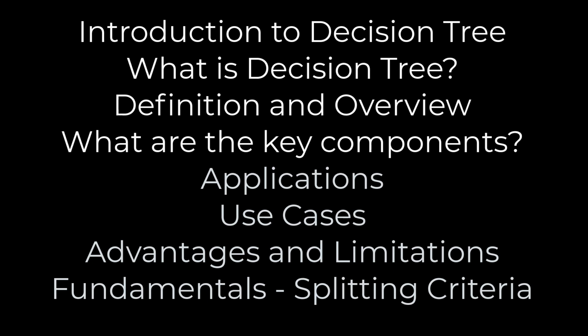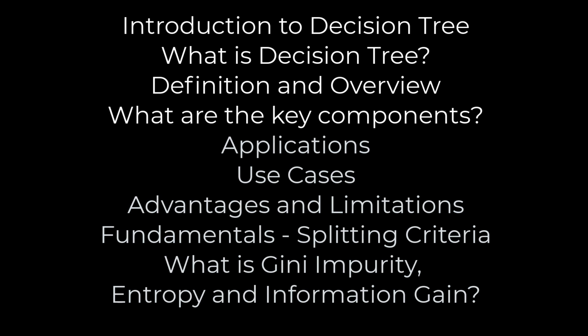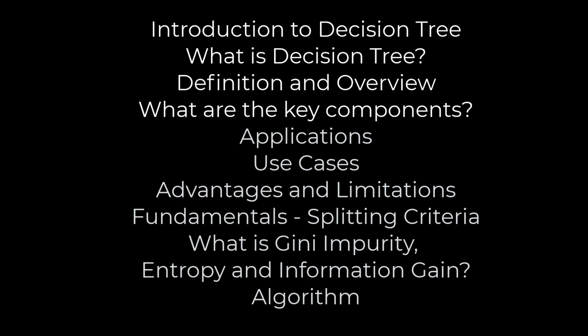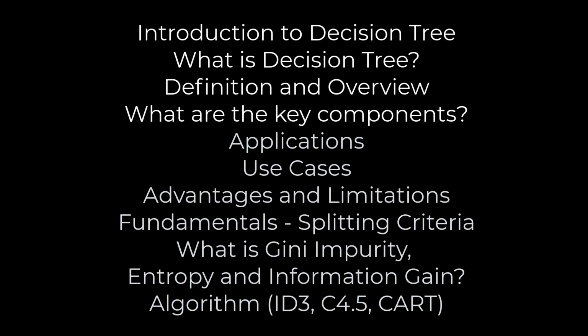What are the splitting criteria? What is Gini impurity? What is entropy and information gain? And then we are going to look into some popular decision tree algorithms: the ID3 algorithm, C4.5, and CART. And then we'll look at decision trees in practice, feature selection and importance, like how you will select the features in a decision tree, understanding which features contribute the most.